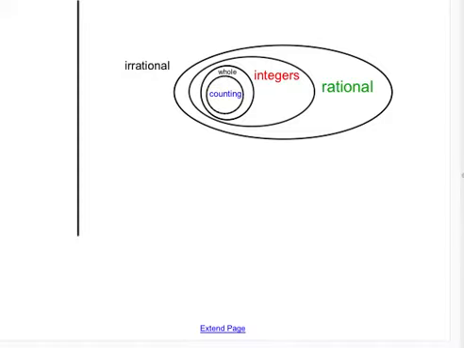Eventually, we're going to learn about irrational numbers. They are outside because they're not rational, they're irrational. These would be numbers that would go on forever, and we'll take a look at those later.